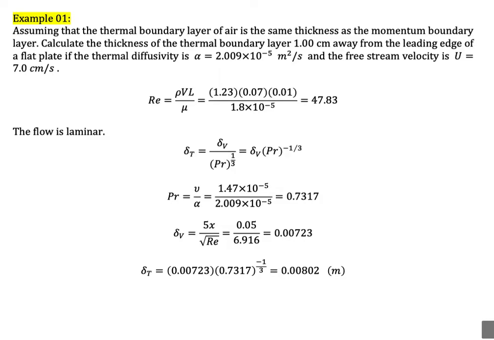Okay, we go for a simple example of thermal boundary layer thickness. Example number one: assuming that the thermal boundary layer of air is the same thickness as the momentum boundary layer, calculate the thickness of the thermal boundary layer 1 cm away from the leading edge of a flat plate if the thermal diffusivity is 2.009 times 10 to the power of negative 5 and the free stream velocity is 7 cm per second. First we need to calculate the Reynolds number.